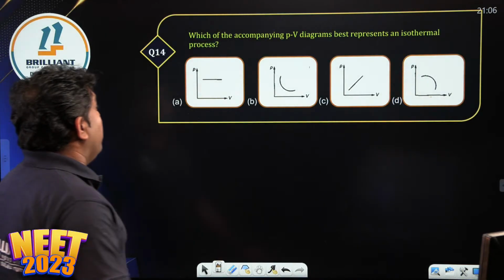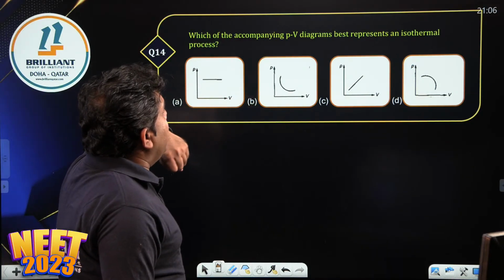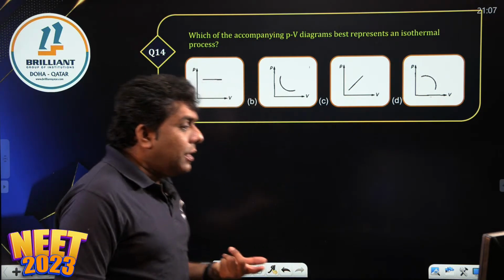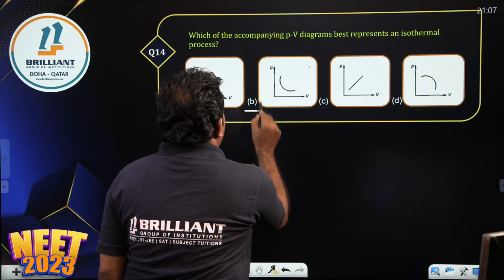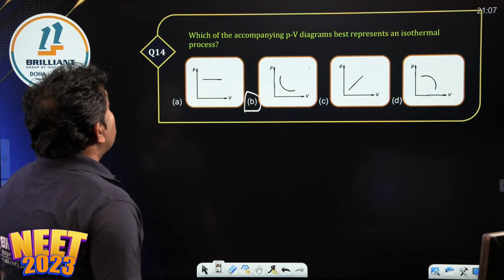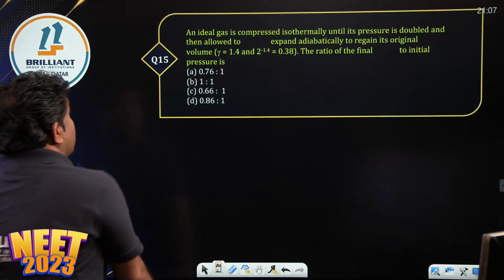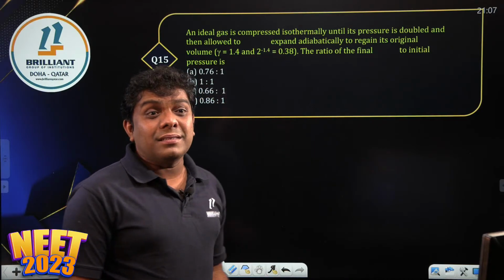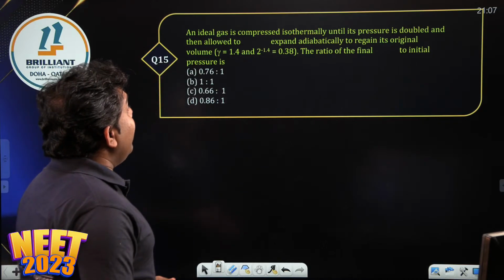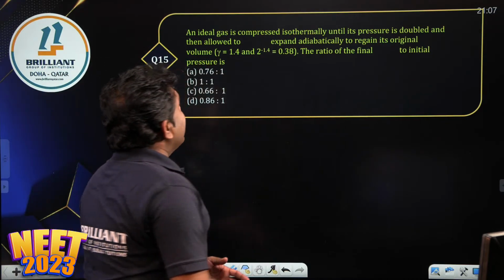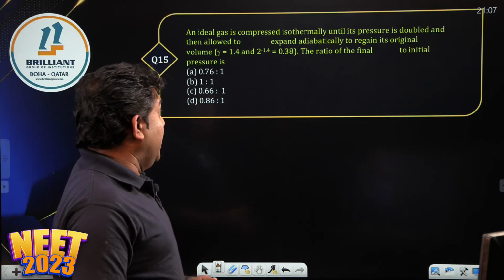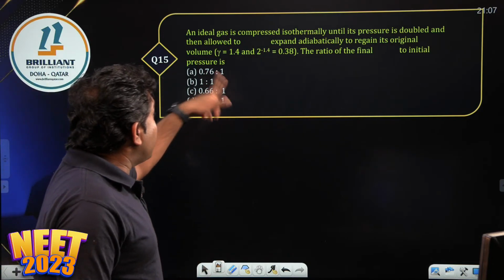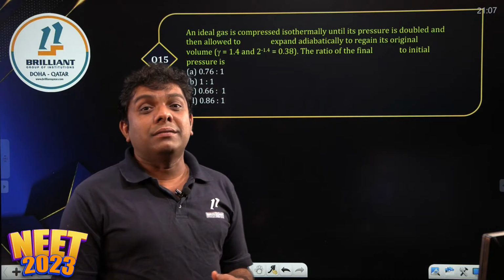Now we are explaining question 14. Which of the accompanying PV diagram best represents an isothermal process? Direct question, everyone knows. We can say that is option B the right one, that it represents an isothermal process. Now the next one, an ideal gas is compressed isothermally until its pressure is doubled and then allowed to expand adiabatically to regain its original volume. Gamma is 1.4, 2 raised to minus 1.4 is equal to 0.38.